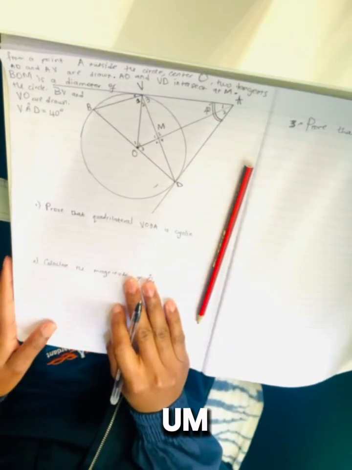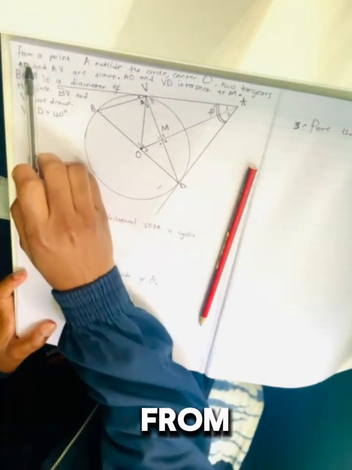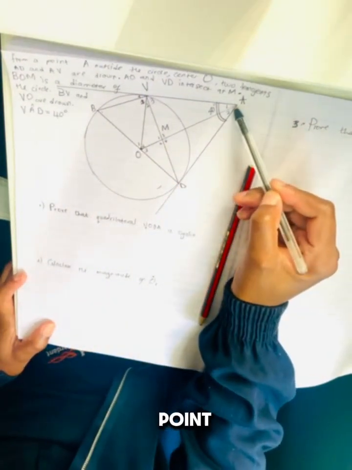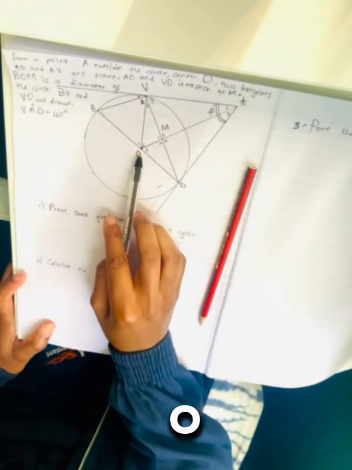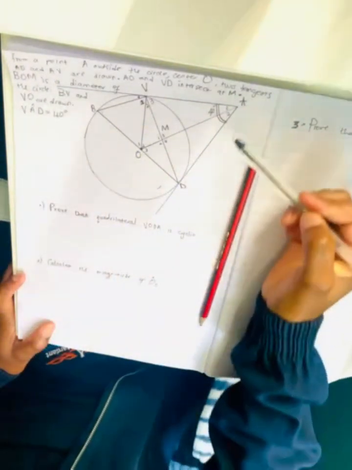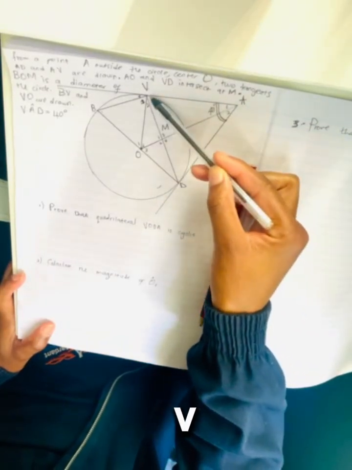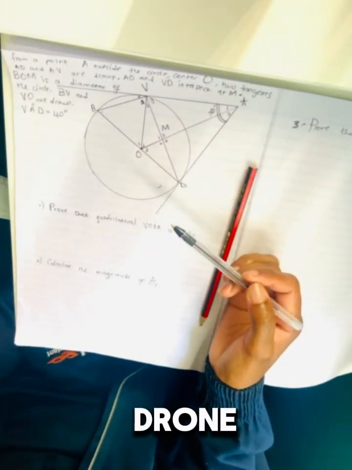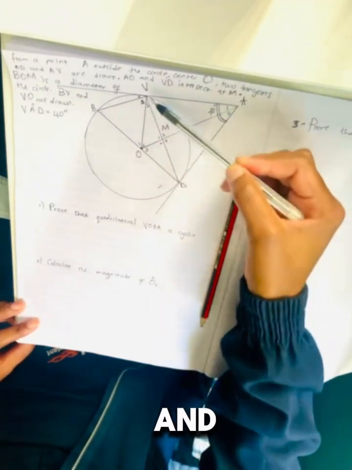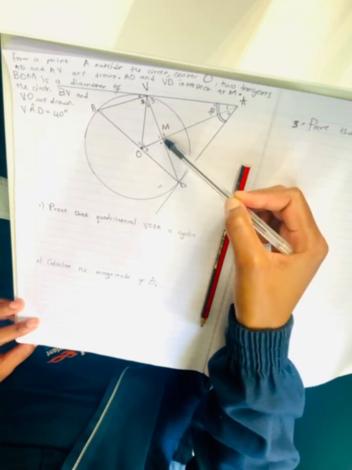Today we'll be doing a question on Euclidean geometry. Let's read the statement. From a point A outside the circle with center O, two tangents AD and AV are drawn. AO and VD intersect at M.